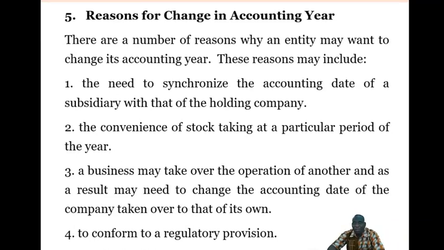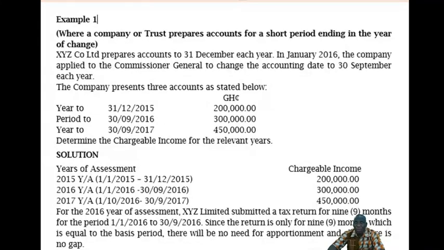Now, the reason for the change in accounting year. Let's project it, and then we'll come back to the reason. Sometimes the reason can be genuine. It is not in all instances that a company or a trust will want to avoid tax. In some cases the reasons could be genuine, but even when the reasons are genuine, make sure the provision in the law for the 3 relevant years is satisfied.